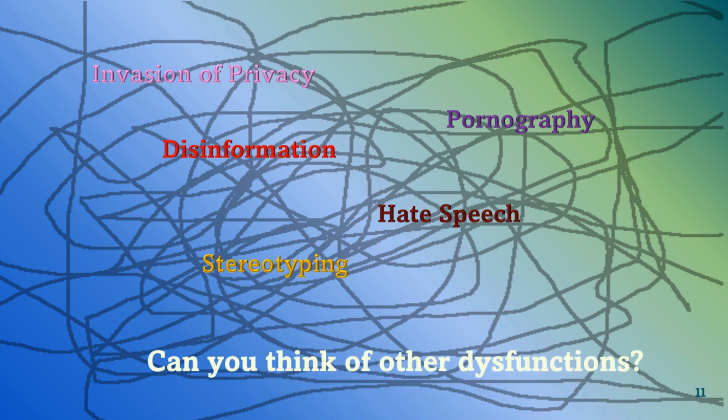Some random examples include invasion of privacy, disinformation, pornography, hate speech, and stereotyping. Can you think of other dysfunctions?